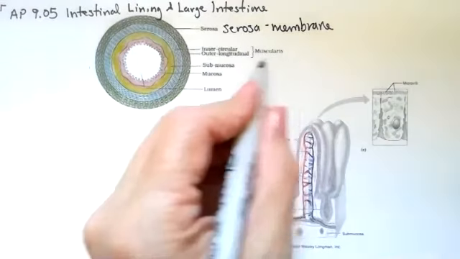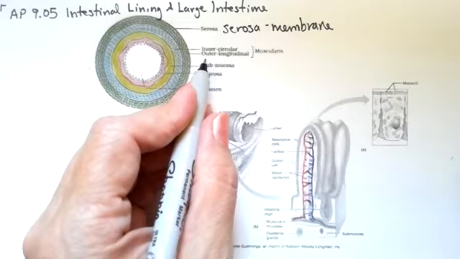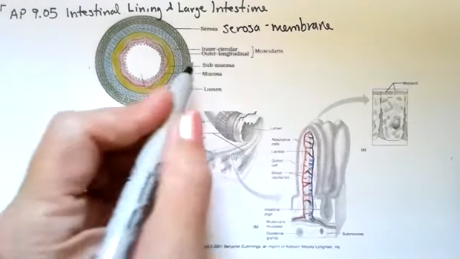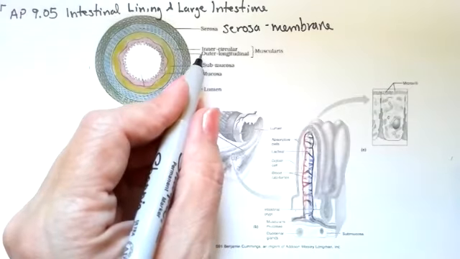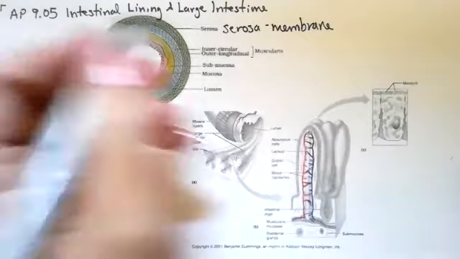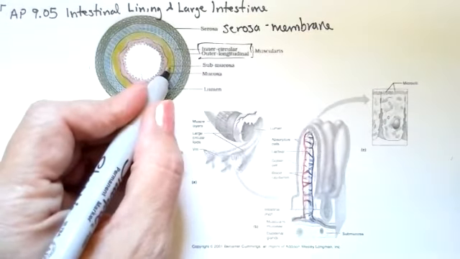Then it says muscularis, and this has an inner circular and outer longitudinal layer. Well, we saw that the stomach has a third layer, the oblique. Most of the intestines have two. They have a circular and a longitudinal. Hopefully you can just read that. Then we go with the submucosa. This is a connective tissue.